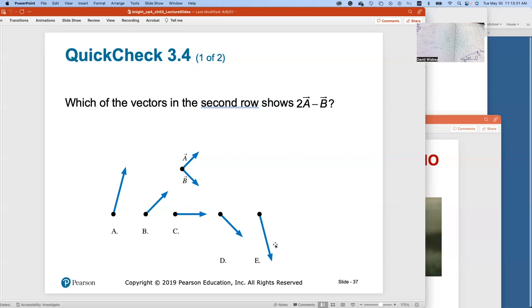All right, so how many people think it's A? How many people think it's B? What about C? D? Or E?